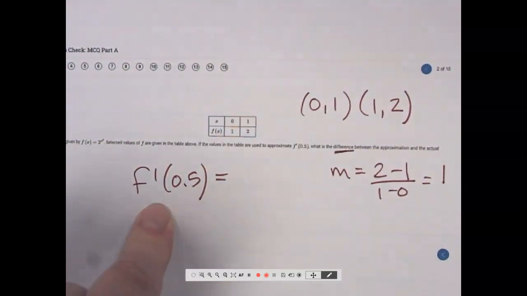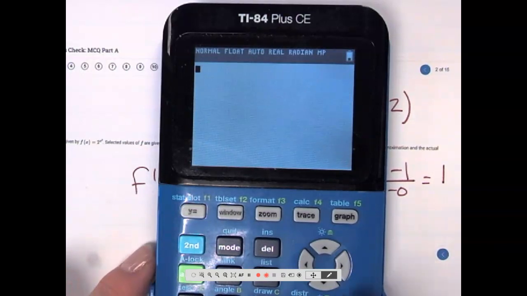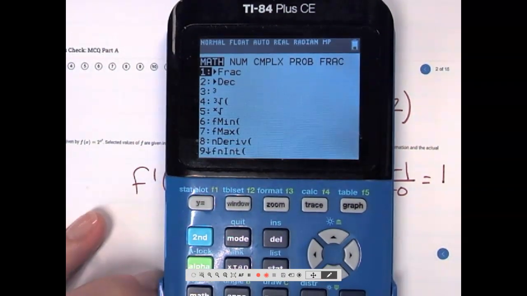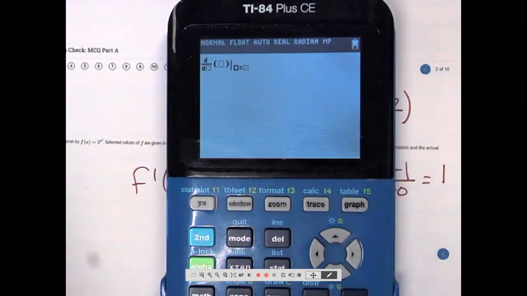Okay, now let's talk about how we find the calculator's derivative. Do y'all remember? Okay, let's go to a blank screen. All right, go to your math menu and find derivative. Math 8. Oh, yeah, got it. Okay, now d/dx is what we need. This is where I type that function in.